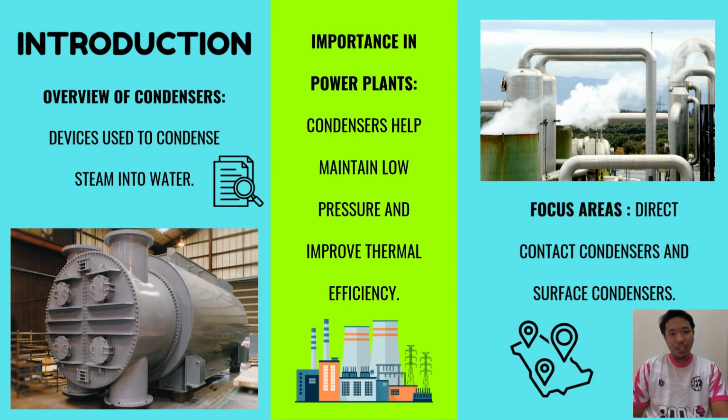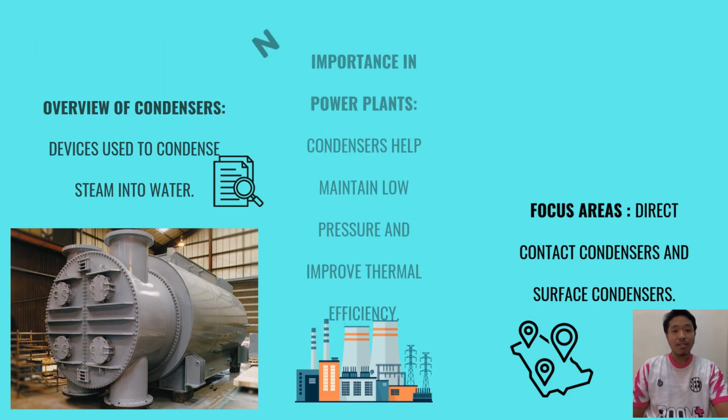Let's get started. Okay, before diving into the specifics of each condenser type, let's first understand what a condenser is. A condenser is a key component in thermal power plants responsible for converting steam back into liquid water by removing heat. This process plays a crucial role in maintaining low pressure at the turbine exhaust, which increases the efficiency of the Rankine cycle. In today's presentation, we will focus on two types of condenser. The first one, the direct contact condenser. The second one is the surface condenser.